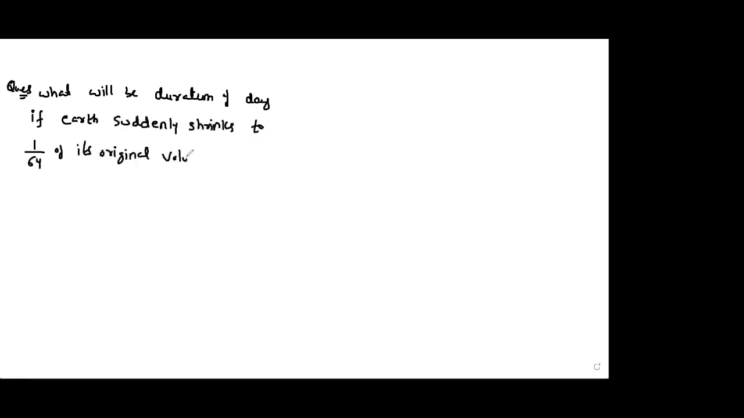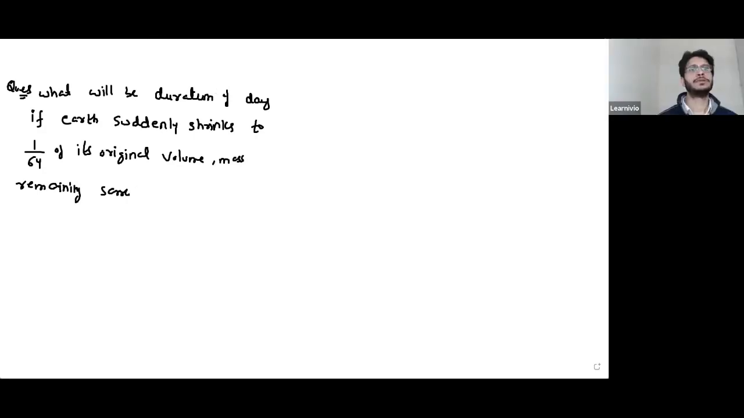So the next question is: what will be the duration of the day if Earth shrinks to 1/64 of its original volume? That means the radius of Earth will shrink, its moment of inertia will decrease, then we'll see how its time period will change. Normally the time period of rotation of Earth is 24 hours. You will see how this time period will change due to shrinking of Earth.